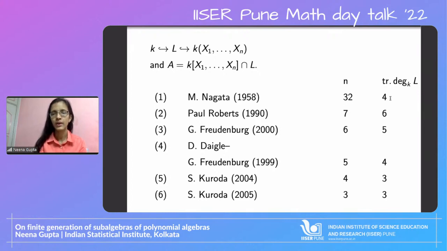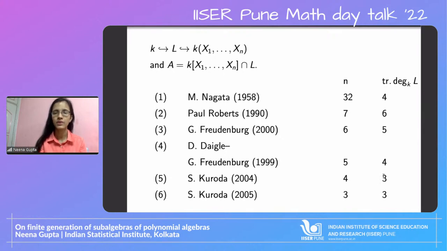Here the group is a higher dimensional G_a, that is, the group K plus. So Paul Roberts gave an example in dimension n equal to 7, where this is the ring of invariants of a G_a action on a polynomial ring in 7 variables. Later, Freudenburg generalized Roberts' example and reduced the dimension, and soon Daigle and Freudenburg reduced the dimension further. The lower dimension cases were open, and Kuroda, a Japanese mathematician, took over this and constructed examples in n equal to 4 and 3, where the transcendence degree of L over K is 3 and 3 itself. So this is the complete story of Hilbert's 14th problem.